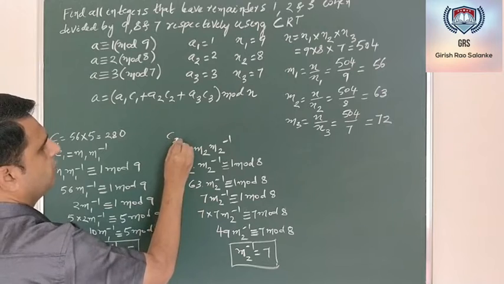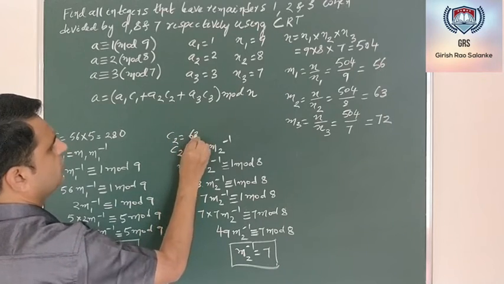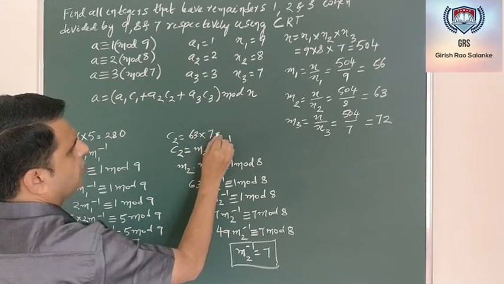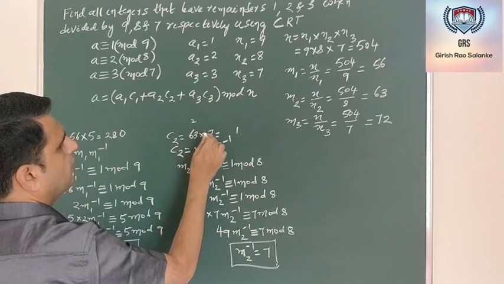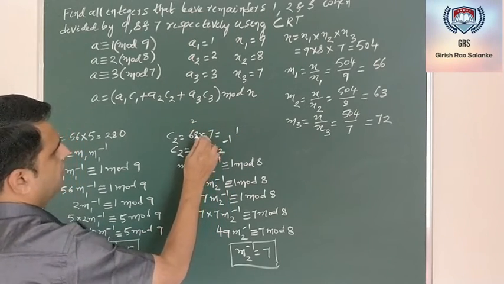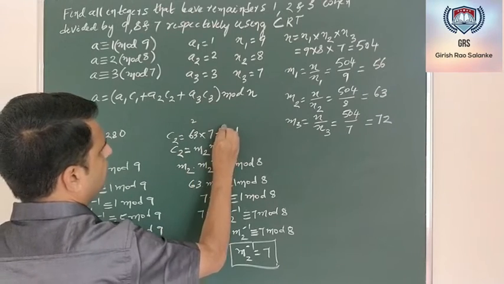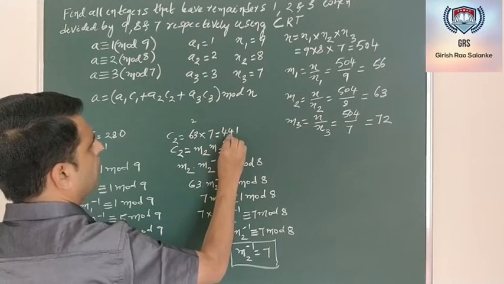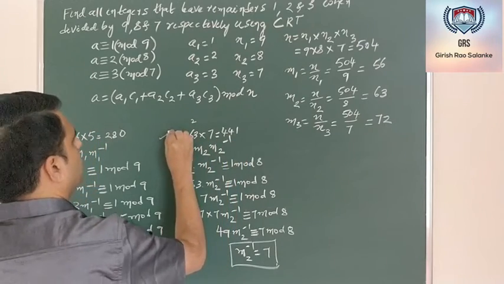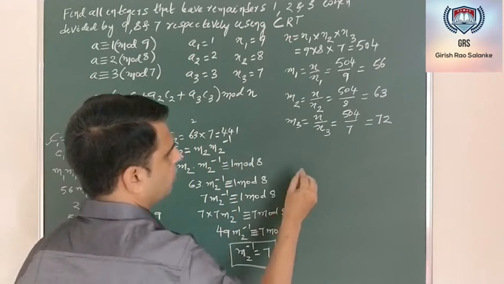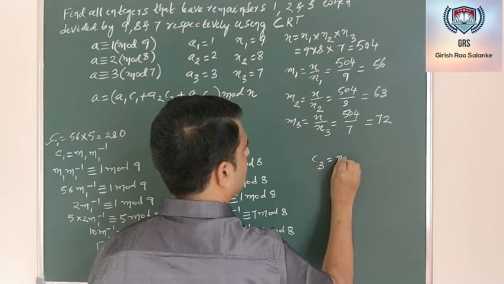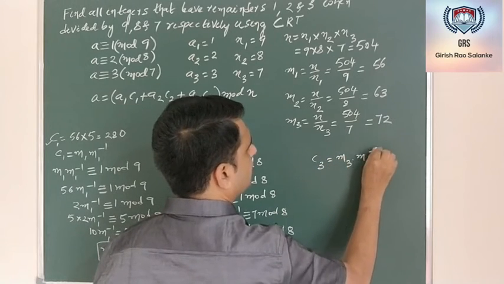Now how to find C2? C2 is equal to m2 times m2 inverse, 63 into 7. 7 3s are 21, 2 carry. 7 6s are 42, 42 plus 2 is 44. So I got my C2, I got my C1. Now let me go for C3. C3 is equal to m3 into m3 inverse.